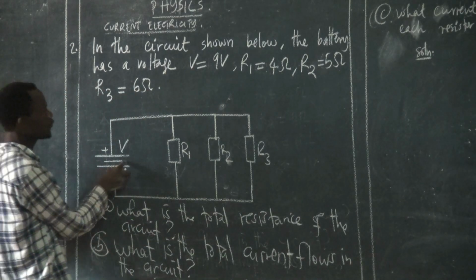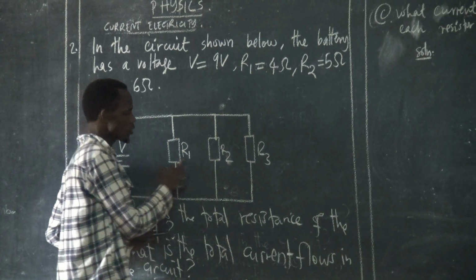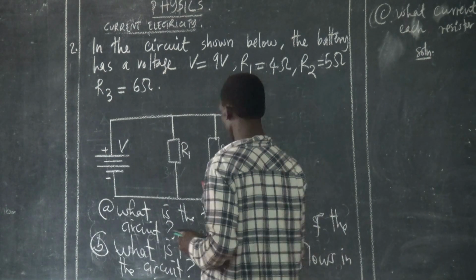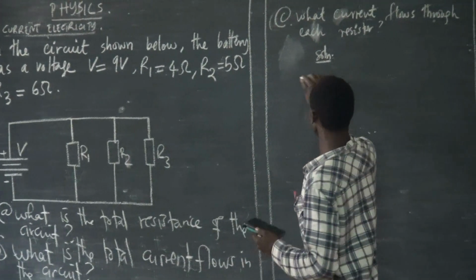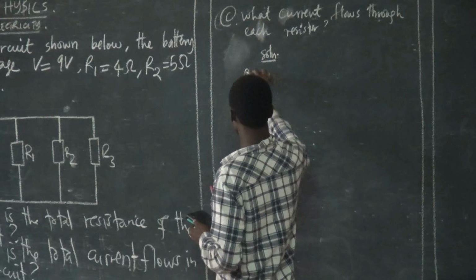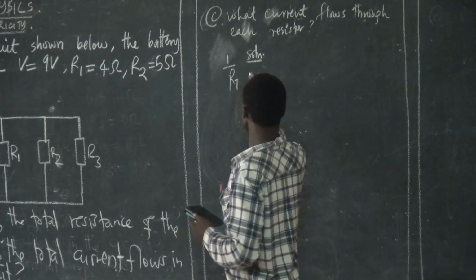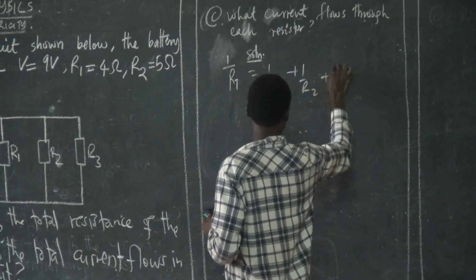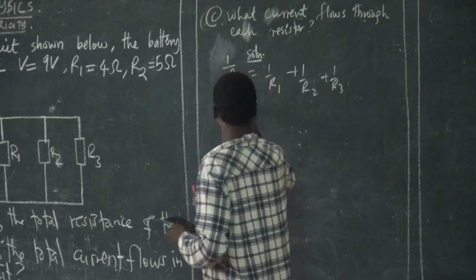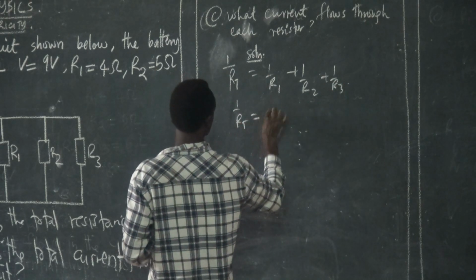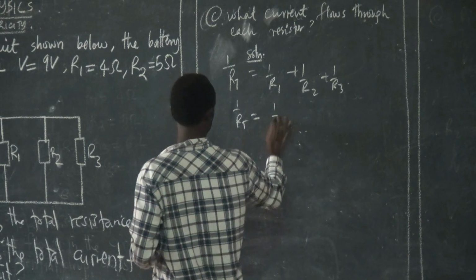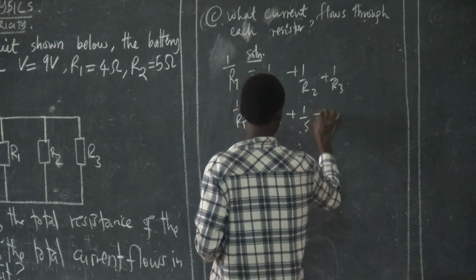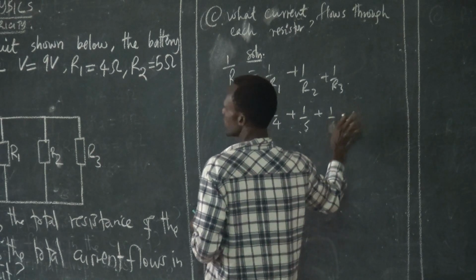Now this here is 9 volts. Also here is 9 volts, everywhere across the parallel branches. Now the question is, what is the total resistance of the circuit? Now 1 over R total is equal to 1 over R1 plus 1 over R2 plus 1 over R3. Now 1 over R total is equal to 1 over 4 plus 1 over 5 plus 1 over 6.